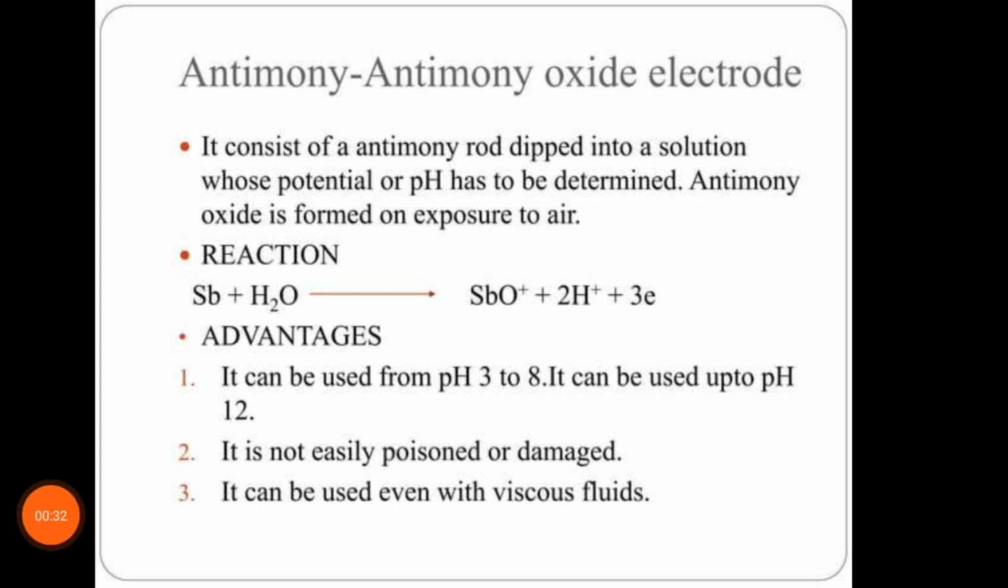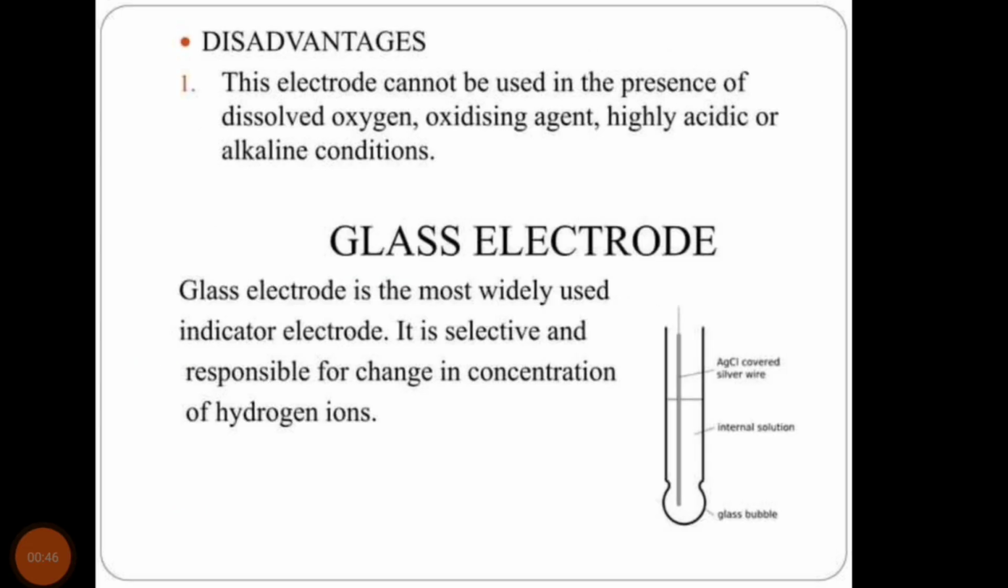Advantages: it can be used from pH 3 to 8, and it can be used up to pH 12, and it is not easily poisoned or damaged. It can be used even with viscous fluid. Next are the disadvantages. This electrode cannot be used in the presence of dissolved oxygen, oxidizing agents, or highly acidic or alkaline conditions. Next is the glass electrode.